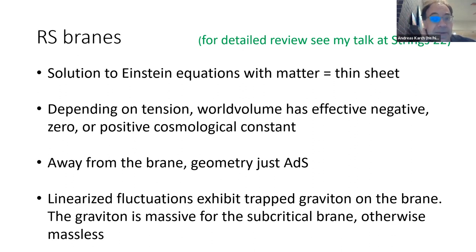Away from the brane, the geometry is just AdS, so we are doing this all in the background AdS space. What's interesting about them is that if you study linearized fluctuations around the solution, you see that this brane has a trapped graviton on the brane. The graviton is massive in the case of an effective negative cosmological constant, and massless otherwise.